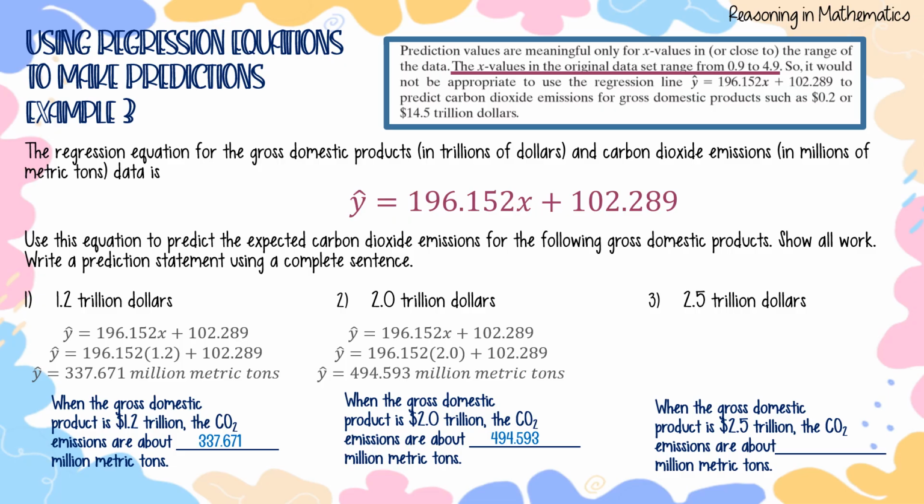Do it one more time with $2.5 trillion. So in place of X, we're putting our 2.5. We put that in our calculator to calculate, and we get about 592.669 million metric tons and fill in your blank with the same answer.